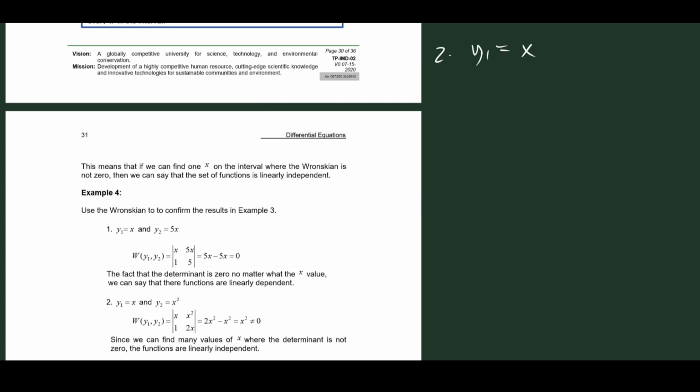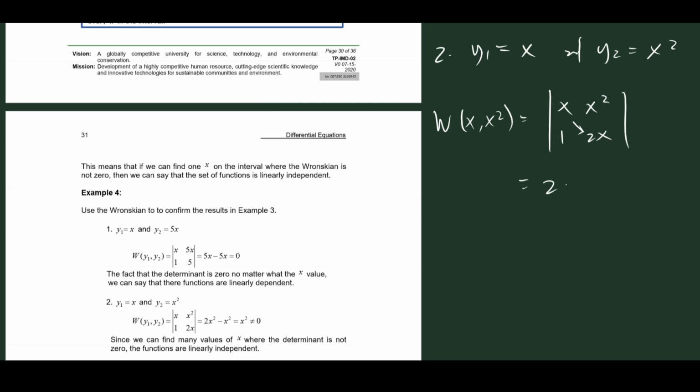y1 is equal to x and y2 is equal to x squared. Okay, so let's set up the Wronskian for this one. It's equal to x, x squared, and we have 1 and then 2x, right? So what is our determinant? We have here 2x squared minus x squared, right? So what do we have? The Wronskian is equal to x squared, right?